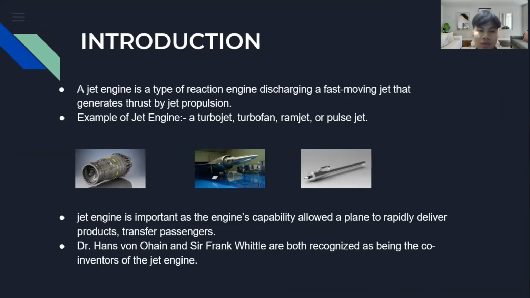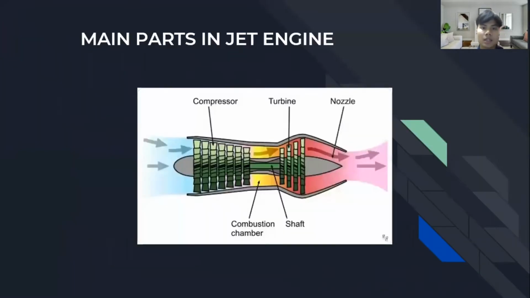The jet engine is very important as its capability allows a plane to rapidly deliver products and transfer passengers in a short time. Dr. Hans von Ohain and Sir Frank Whittle are both known as the co-inventors of the jet engine. There are 5 main parts of the jet engine.